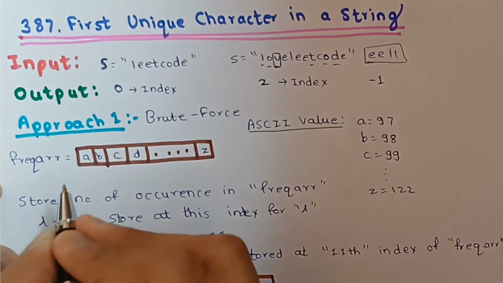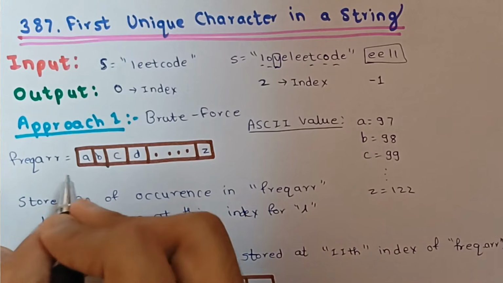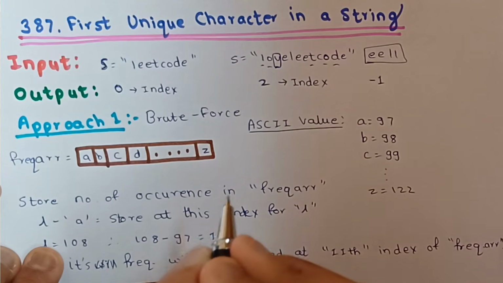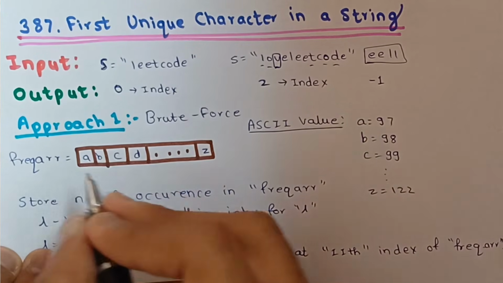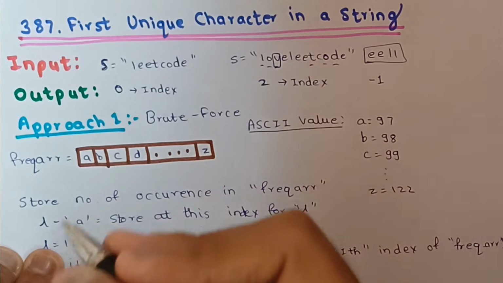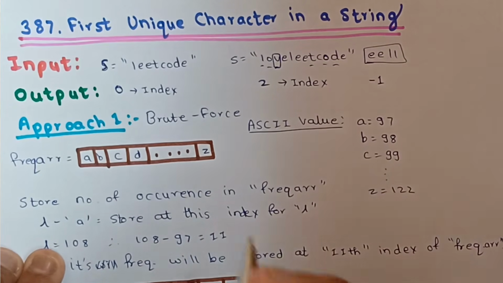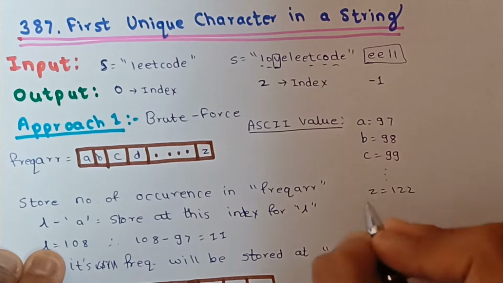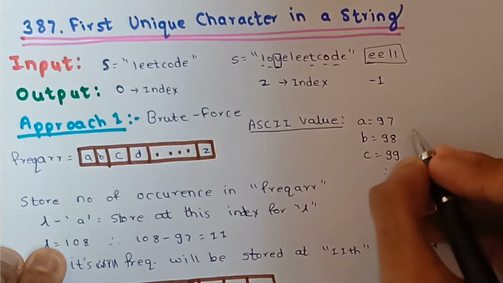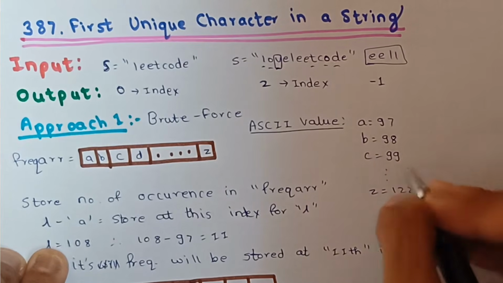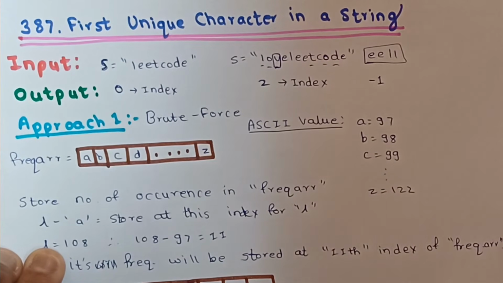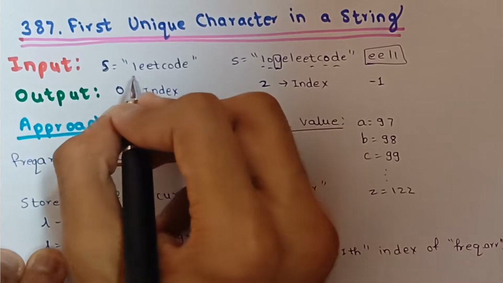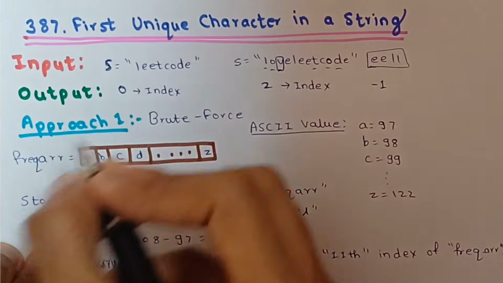What we will do? We will create one frequency array which contains all letters from A to Z. We will create it and store the frequencies of each character in that string. So we will use ASCII values here. The ASCII value of A is 97 and the ASCII value of Z is 122. So B is 98 and C is 99. So what we will do? We will store the occurrences of each character in this string in the frequency array.